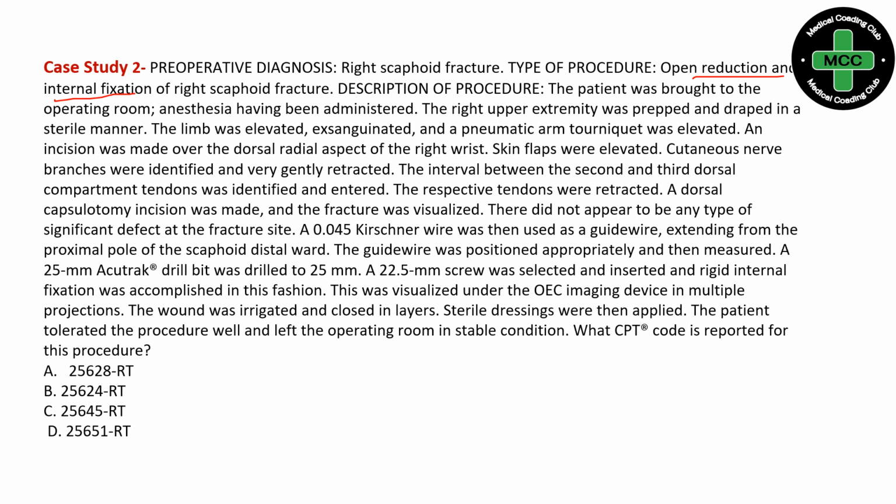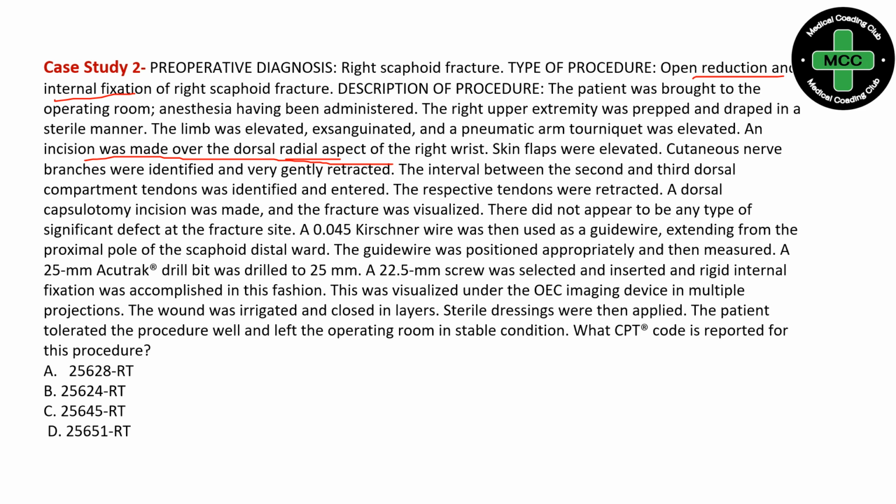Also in the procedure, you can see the patient was brought to the operating room, anesthesia having been administered, right upper extremity was prepped and draped in the sterile manner, the limb was elevated, and the pneumatic tourniquet was inflated, and an incision was made over the dorsal radial aspect. See, the incision was made over the dorsal radial aspect. So it says what approach they did: the dorsal approach here.